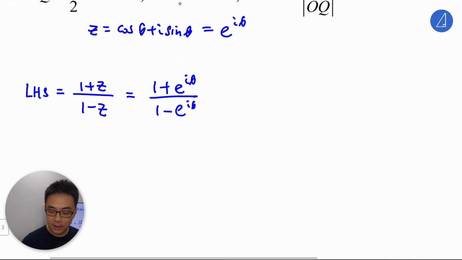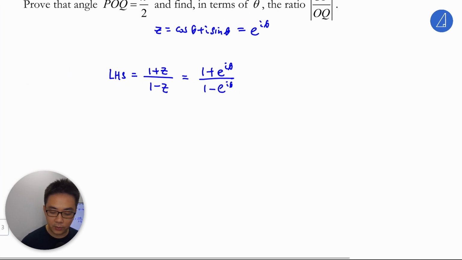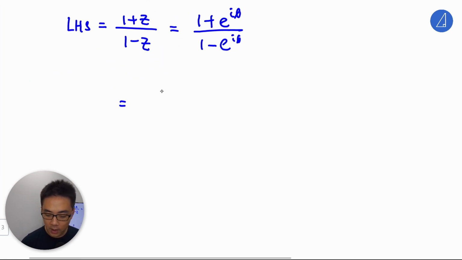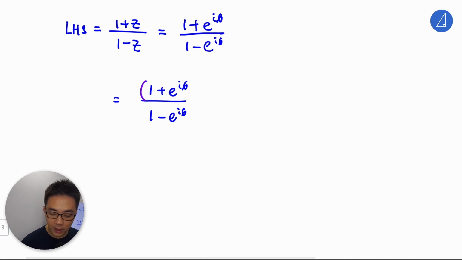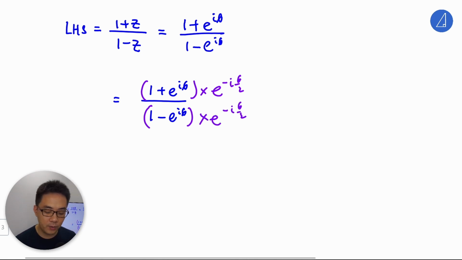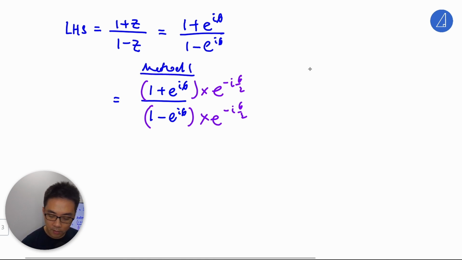Now there are a few ways. Some students like to multiply. I'll just show the 2 ways. So whichever method you prefer, you just stick to it. Some students like to multiply. I like to multiply top with e^(-i theta over 2). My whole goal here is so that the power becomes half. So this is method 1. You understand why method 1? Method 2 is that you just change it, factorize it out.